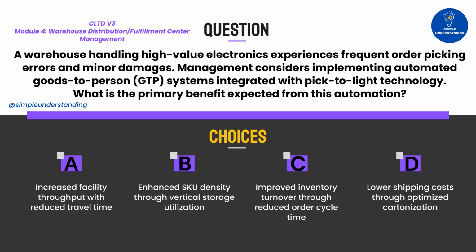A. Increased facility throughput with reduced travel time. B. Enhance SKU density through vertical storage utilization. C. Improved inventory turnover through reduced order cycle time. D. Lower shipping costs through optimized cartonization.